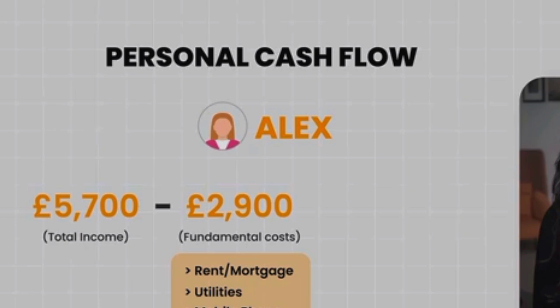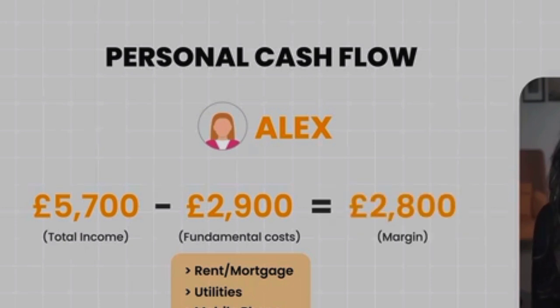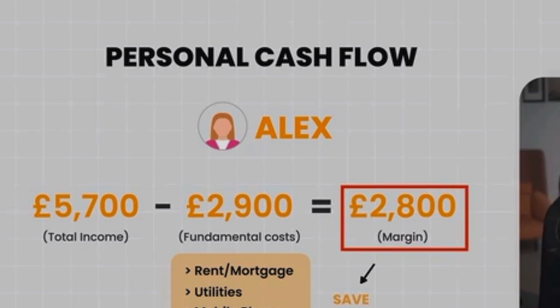That is your margin. So in this case, Alex's margin is $2,800 per month. So that's within the recommended guideline. This margin is the amount that she can choose to save, invest, or spend on non-essential items. Understanding this margin is super important. It's what dictates exactly how much you can allocate towards your life goals, whether it's saving for a house, investing for an early retirement, saving for a holiday, or just enjoying life.